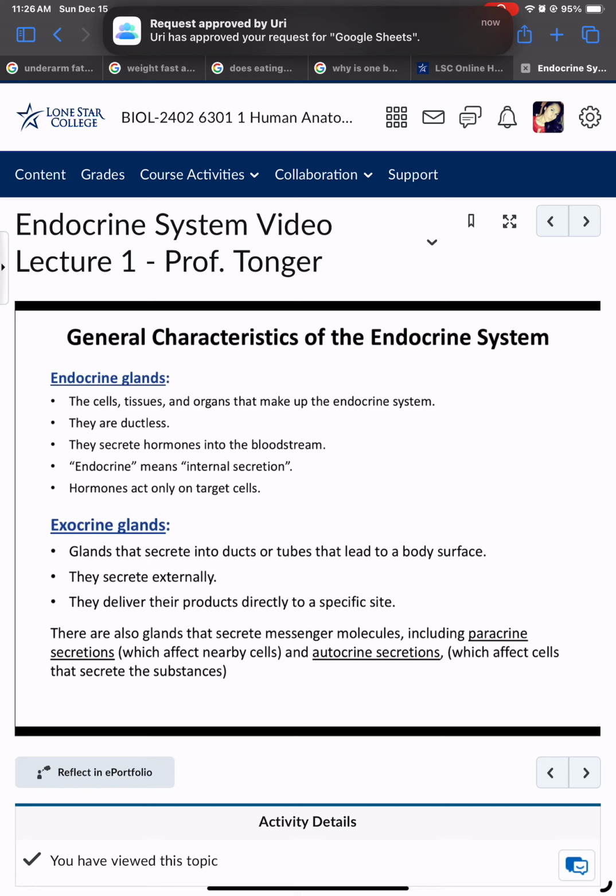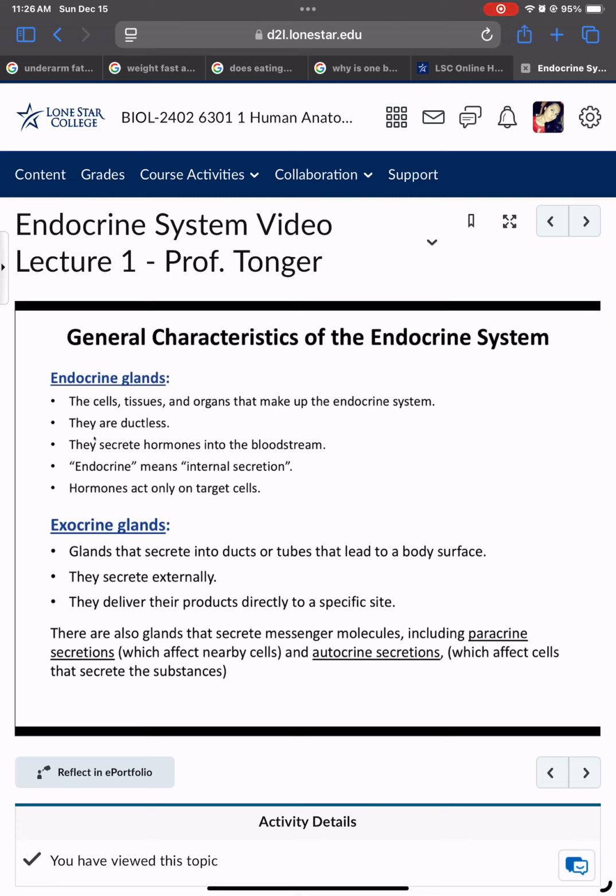Let's understand the general characteristics of the endocrine system. First, what's the difference between an endocrine gland and an exocrine gland? Now, an endocrine gland is nothing but a group of cells. And you all know that cells combine to form tissues and tissues combine to form organs. So a gland basically is an organ that makes up the endocrine system. So it's a group of these glands. These are ductless and they secrete their hormones directly into the bloodstream.